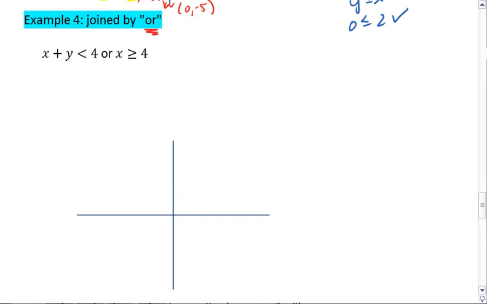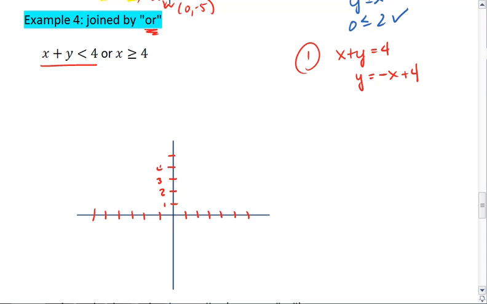Again, we have two inequalities, so we'll treat them separately. For the first one, we have a y-intercept at (0, 4) and a slope of -1. Notice we have a strictly less than, so we will use a dotted line.